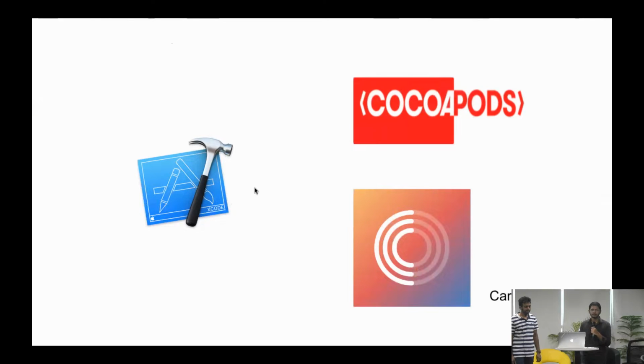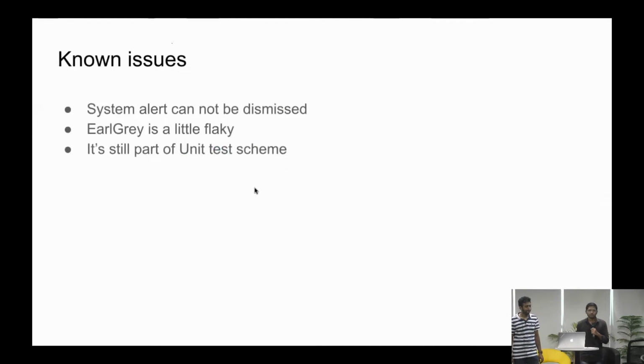And straightforward. So we have some known issues in EarlGrey. For example, if suddenly some system alert comes up, EarlGrey is not able to dismiss it. It's a little flaky, but yes, all UI frameworks will come with a bit of flakiness. We have a solution for that. We can disable the animations, but then there will be no difference between EarlGrey and KIF.